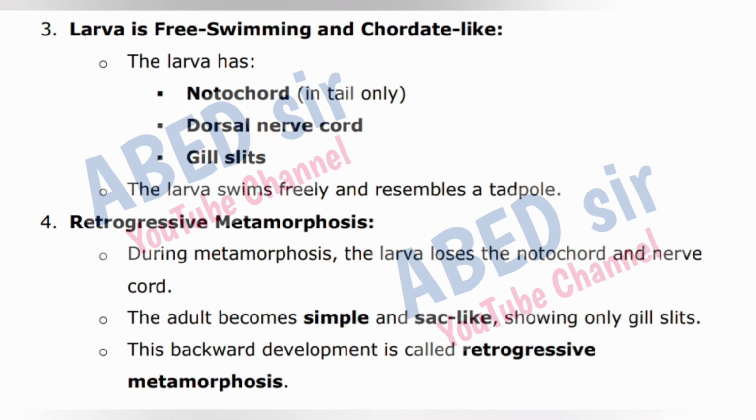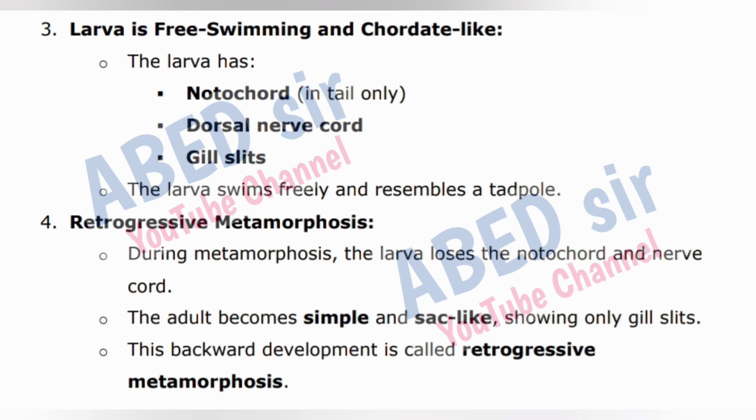3. Larva is free-swimming and chordate-like. The larva has notochord in the tail only, a dorsal nerve cord, and gill slits. The larva swims freely and resembles a tadpole.